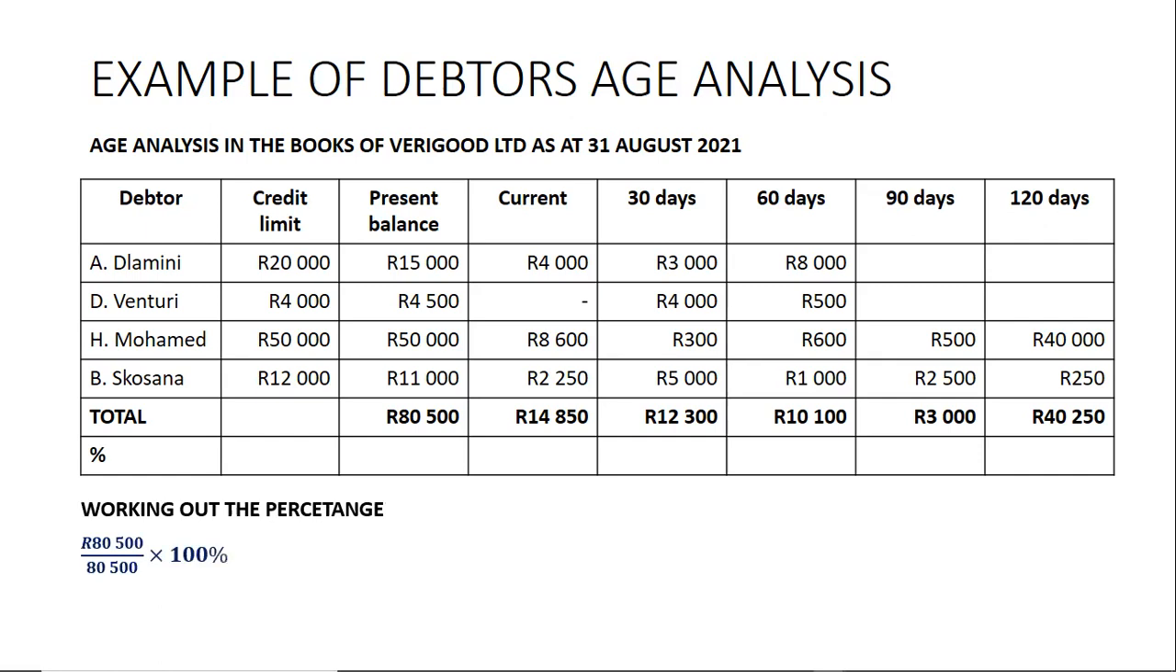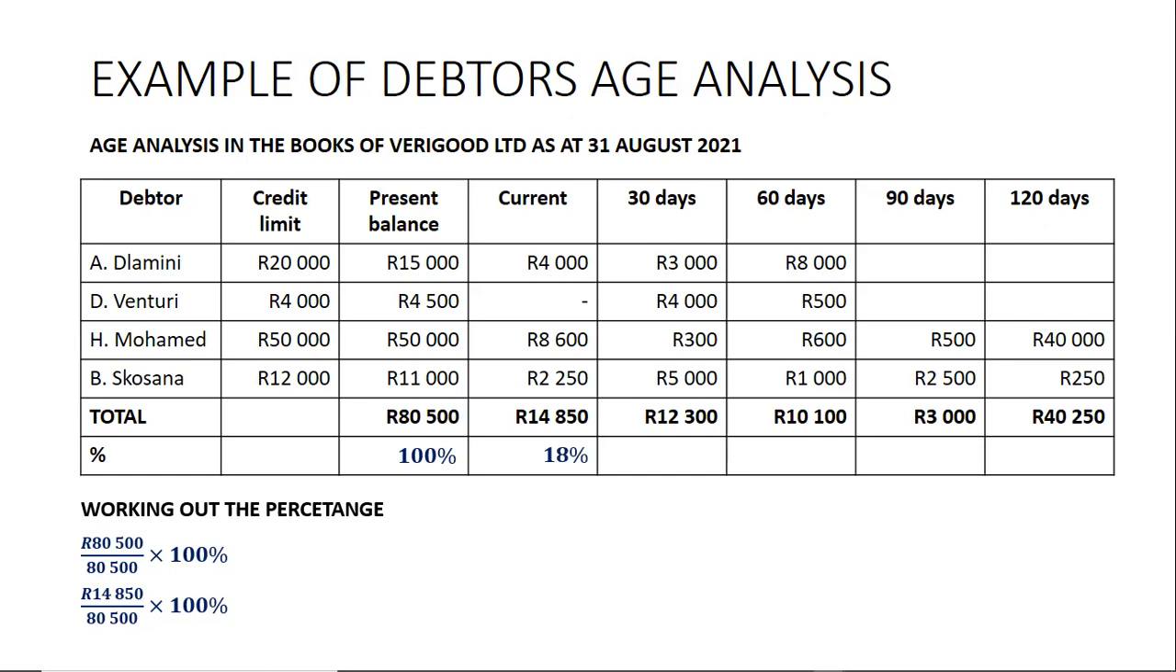To work out the percentage for the first one, which is the present balance, you simply take the total of 80,500 and divide it by the total of 80,500, and that'll give you 100%. You multiply your answer by 100, and it'll give you a percentage. For current, to get the percentage, you will simply take the 14,850, which is the total for the current, and divide it by the total for the present balance, which is 80,500. Multiply that by 100, and then it'll give you 18%.